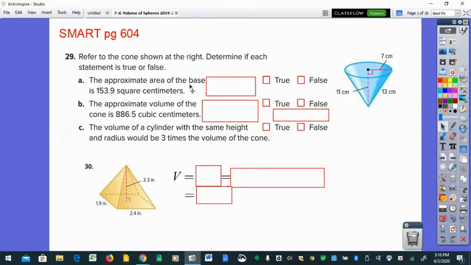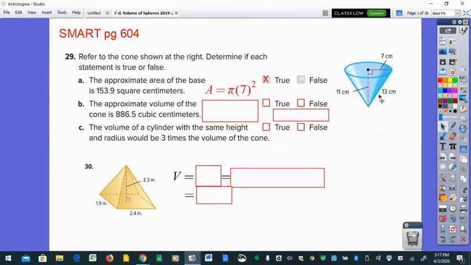Okay, so the first one is asking for the area of the base. And the base of a cone, it's upside down right now, but it's a circle. So the area of the circle is pi r squared. If we put that radius in, it would be pi r squared, and if you take 7 squared, it's 49. And 49 times pi will give you approximately 153.9 square centimeters. That's area, just the area of the circle.